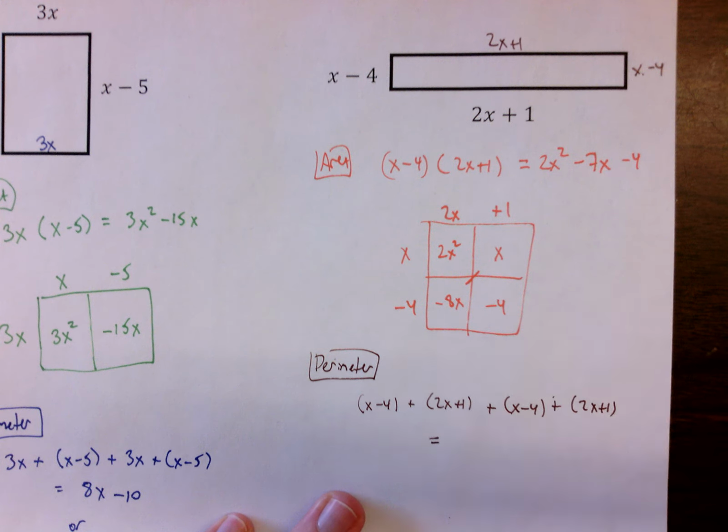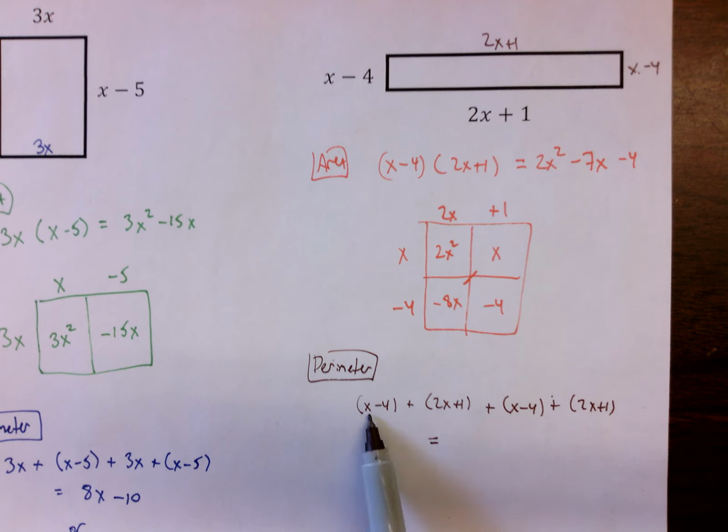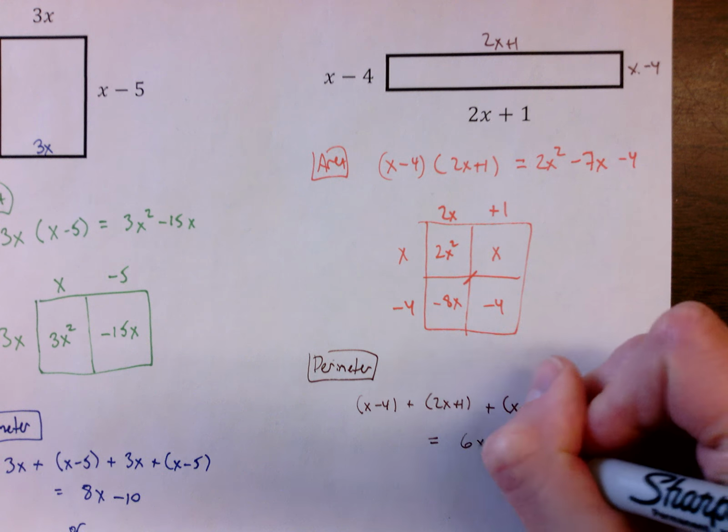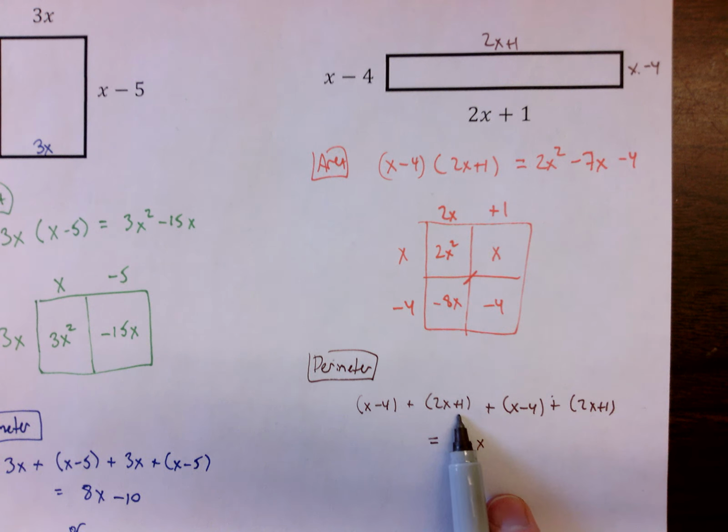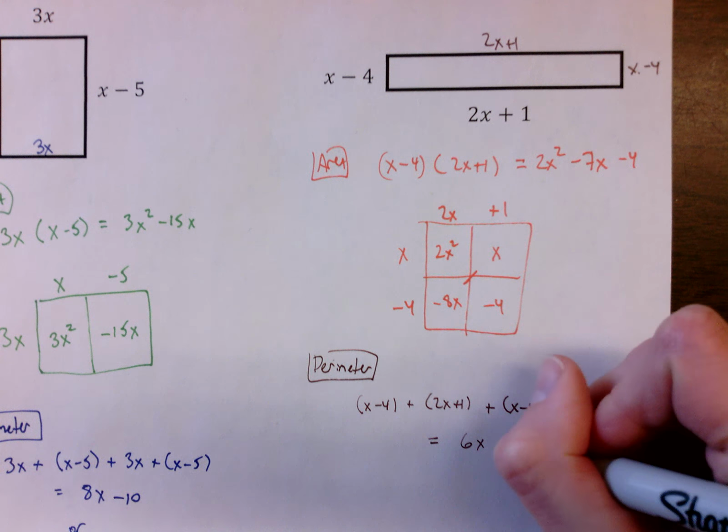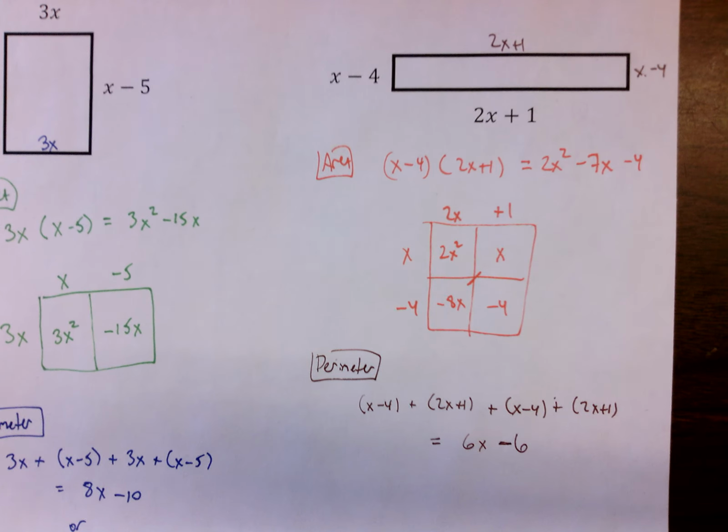When I add all of that together, I'm going to combine my like terms. x plus 2x is 3x, plus another x is 4x, and then 2 more, 6x. Negative 4 plus 1 is negative 3. Negative 3 minus 4 is negative 7. And negative 7 plus 1 is negative 6. Be really careful when you're doing those ones. Make sure you add and subtract correctly.